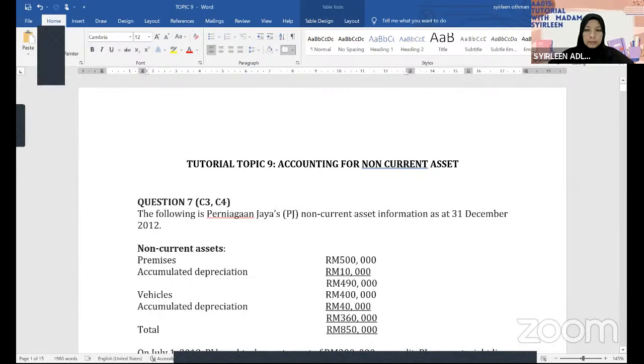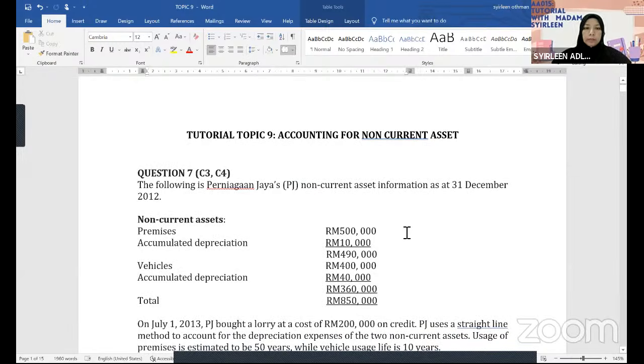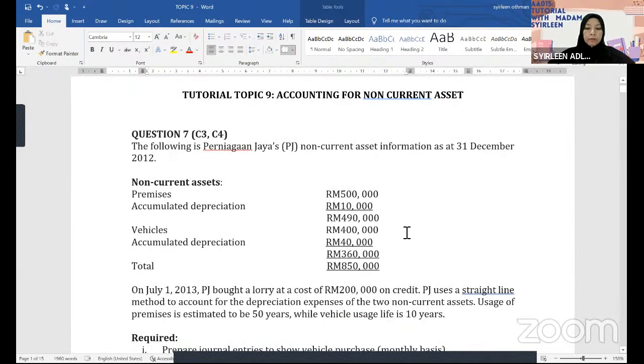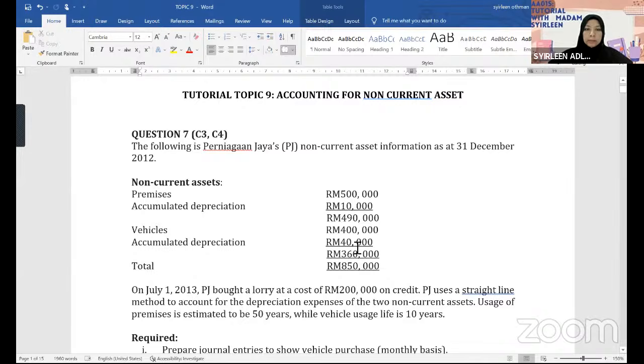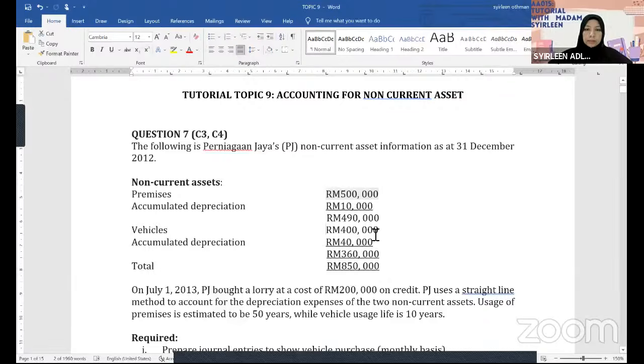Okay, yang ni soalan 7. Okay, so you can see here, right? The following is Perniagaan Jaya, non-current asset information as at 31st December 2012. Okay, so dekat sini you have the total of all assets in the business. Kita ada premises and then kita ada vehicles. Alright, so we have two types of non-current asset. So these are the total for all the premises that they have and also for the vehicles. Dan yang ini ialah the accumulated depreciation to the date until 31st December 2012.